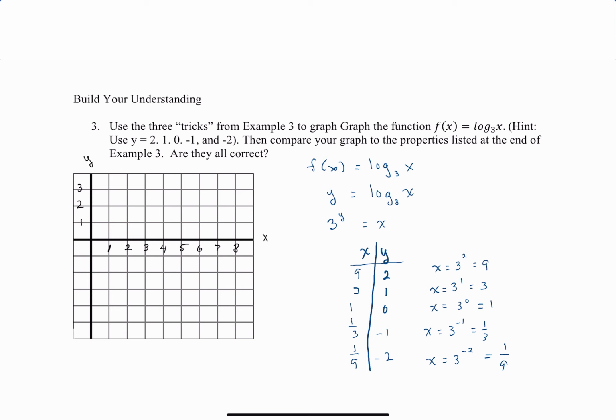At any rate, graphing these, I have 1/9, negative 2. I have 1/3, negative 1. Then I have 1, 0, 3, 1, and 9, 2. Connecting the dots, and let's label the graph.